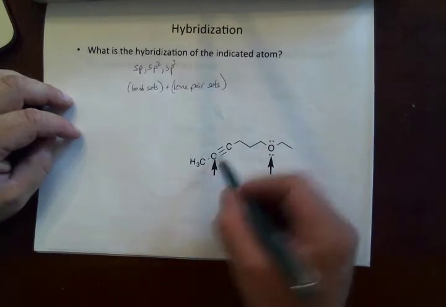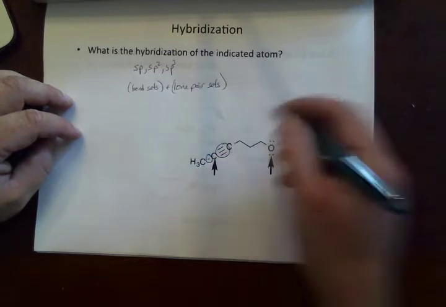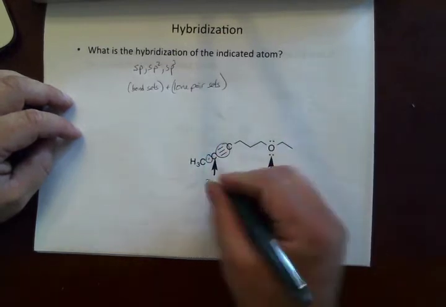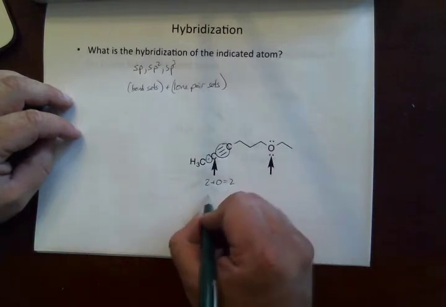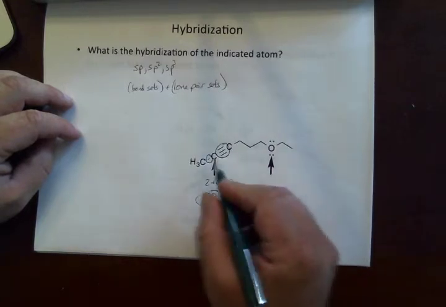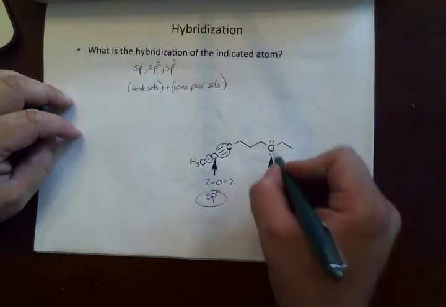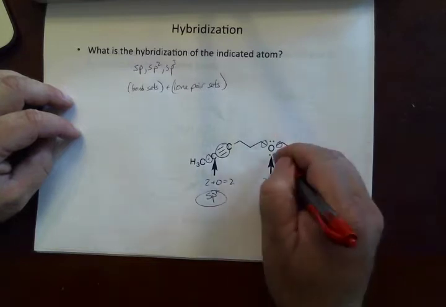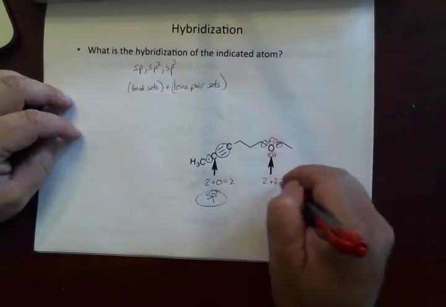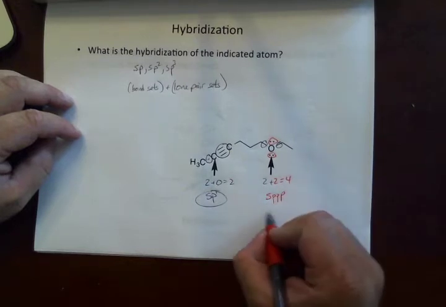So for this one here, you don't have any lone pairs. So 1, 2 bond sets plus 0 lone pair sets. So you need 2 letters. So it's S and P. So it's an SP or SP1, however you want to do that. For here, you have 1, 2 bond sets. You have 1, 2 lone pair sets. So you need 4 letters. So it needs to be SPPP or SP3.